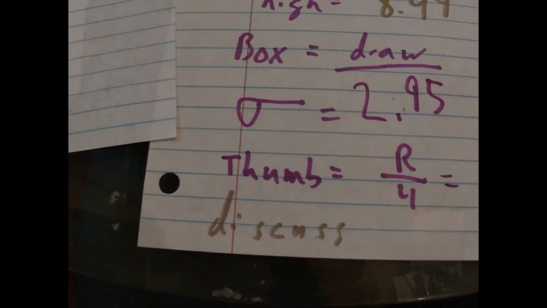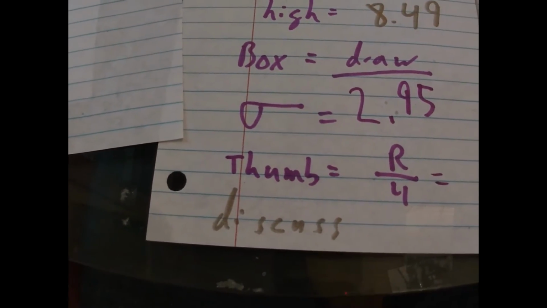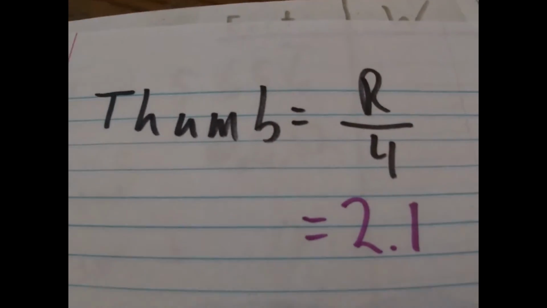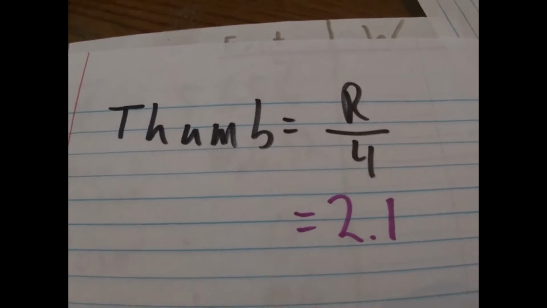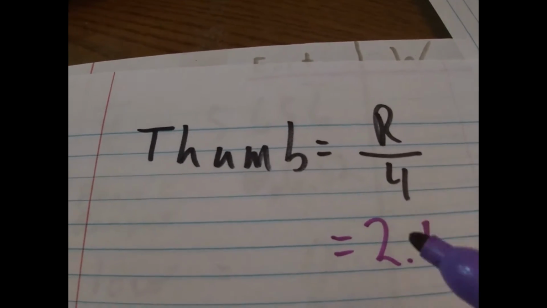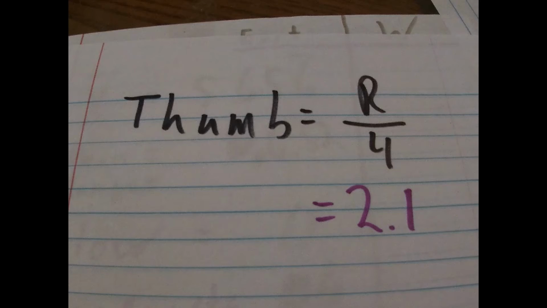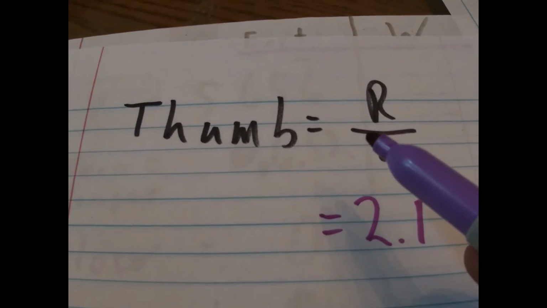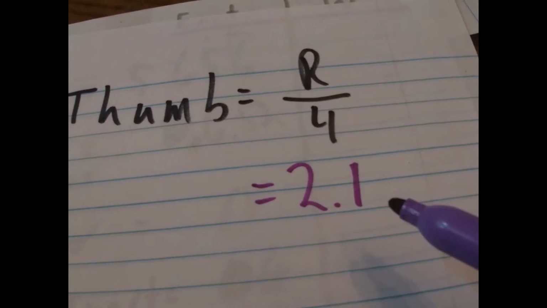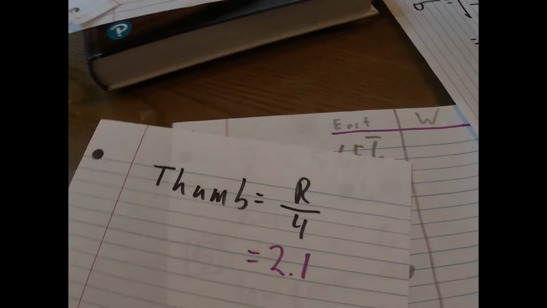Okay, you do the range over 4 as your rule of thumb. I had to look that up too. I wasn't familiar with that. In physics, we have to come up with that sigma, so we don't do rule of thumb things. But since we just divided our range by 4, we came up with our rule of thumb of 2.1.